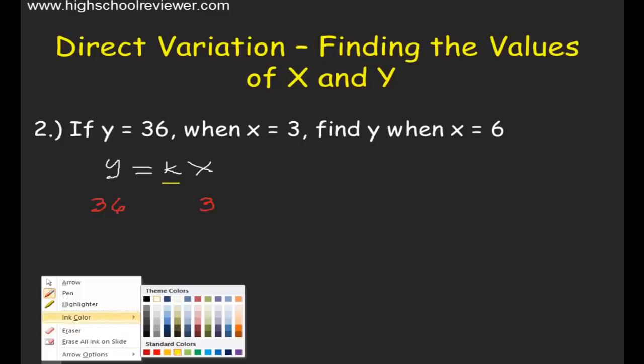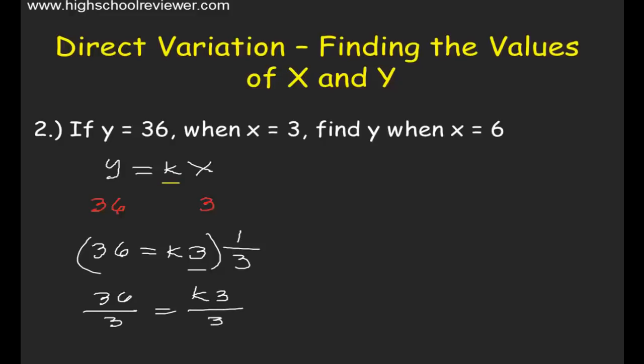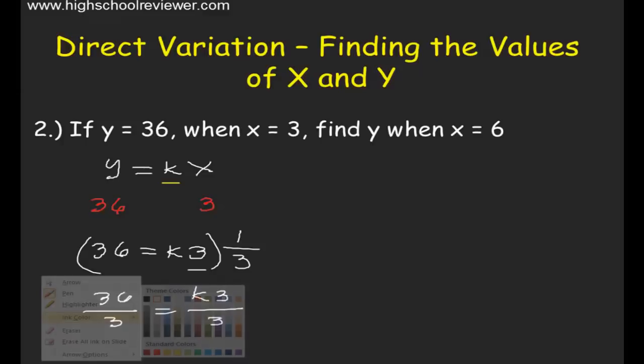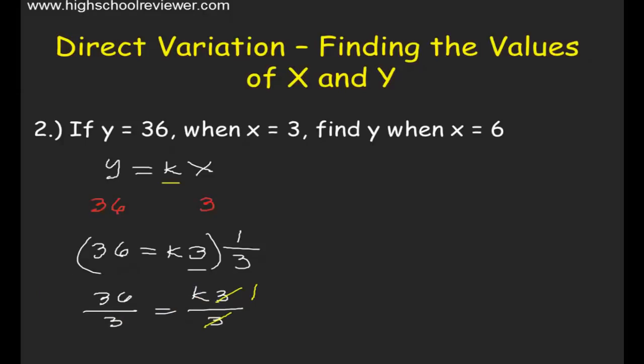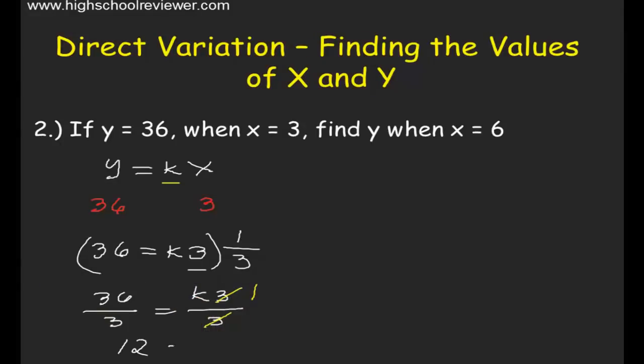To solve for k, we have 36 is equal to k times 3. To find k, we need to cancel out 3, so divide both sides of the equation by 3. This will be 36 all over 3 and k times 3 all over 3. 3 divided by 3 is 1, and 36 divided by 3 is 12. So k is equal to 12.